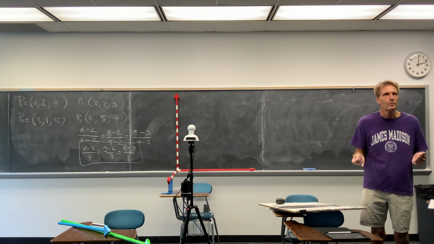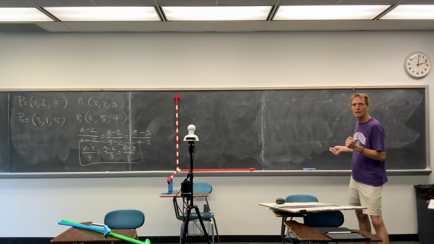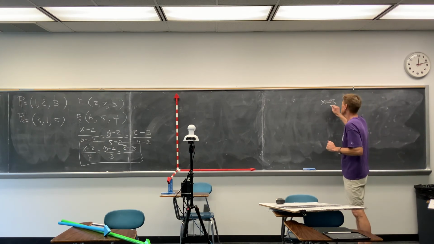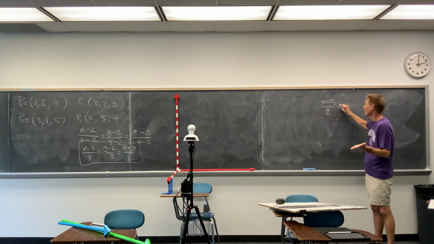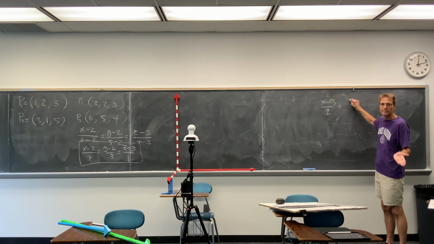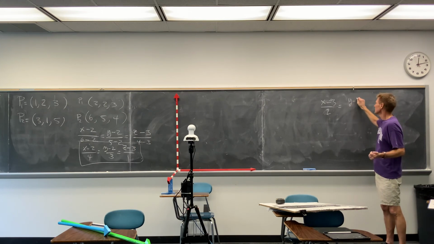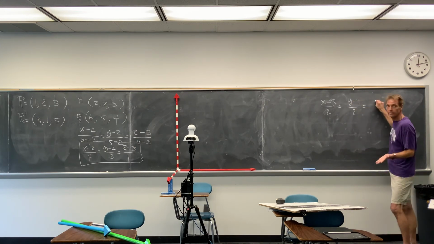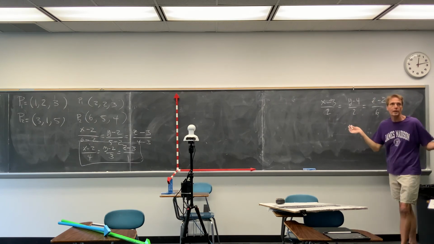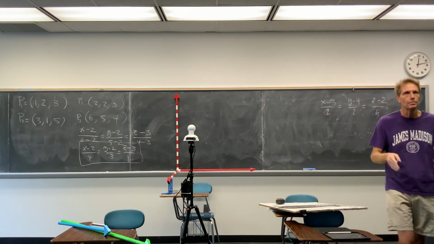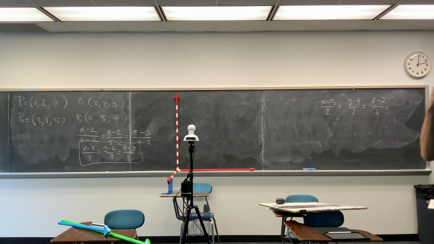Jake, what do you got for me? X minus 3 over 5 minus 3, and 5 minus 3 is 2. I'll just keep going that way. And then y minus 4 over 2, and then z minus 2 over 6. Is that an equation of a line in three-dimensional space? When you look at that, guys, is that the equation of a line in three-dimensional space?